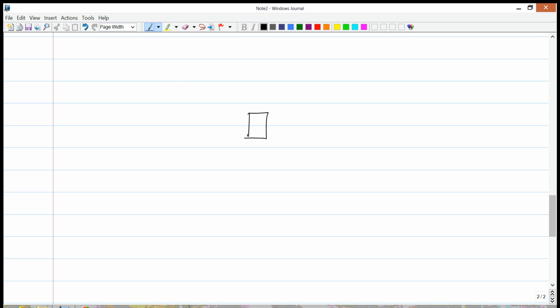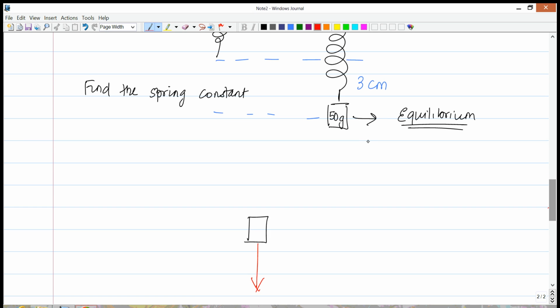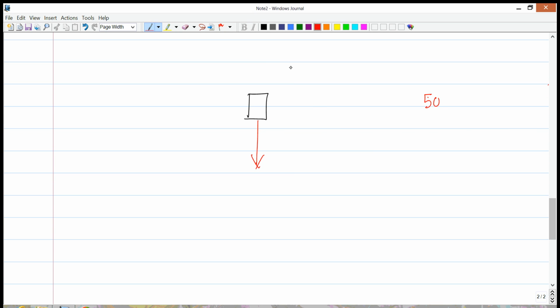Once we know that we're going to use forces to solve the problem, the first thing we do is automatically draw a free body diagram. Remember, it's a 50-gram mass, so we first need to convert 50 grams to kilograms by dividing by 1,000. So this is 0.05 kg. Also, the 3 centimeters needs to be converted to meters by dividing by 100, and we have 0.03 meters. Alright, so we have all our components.